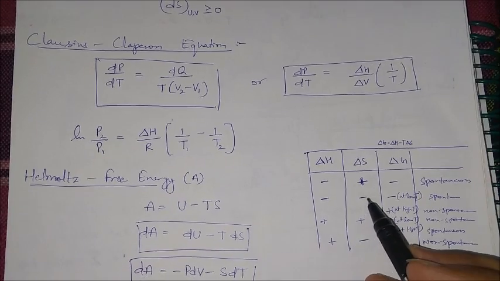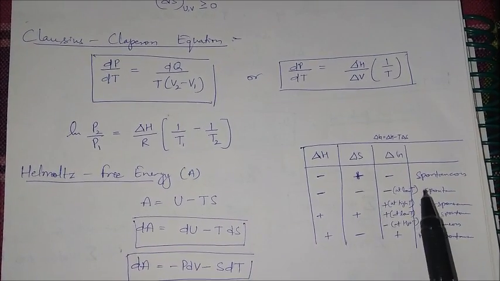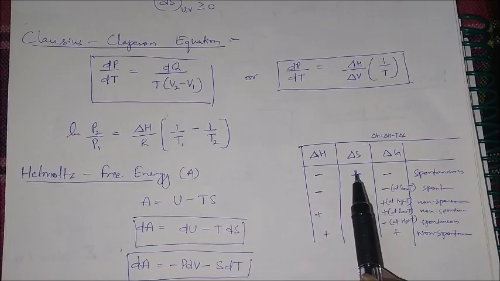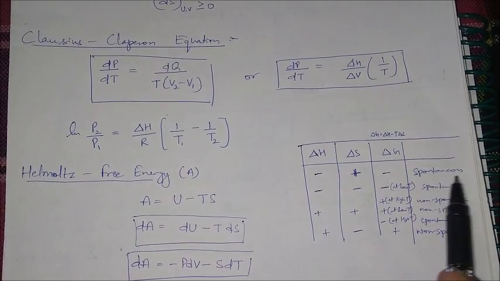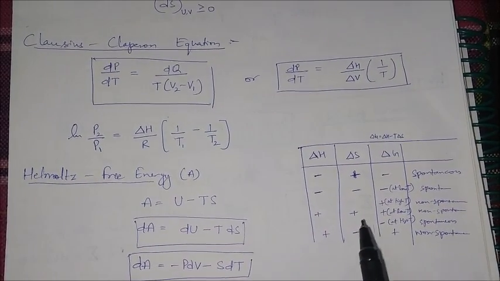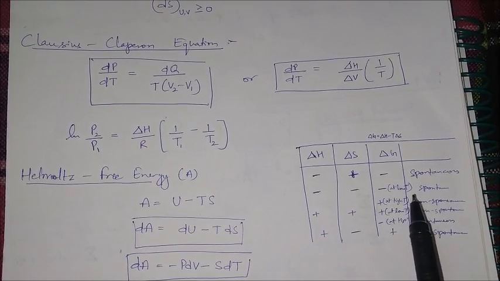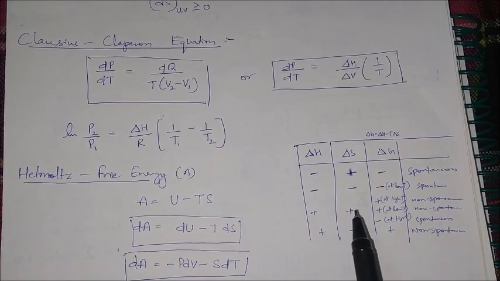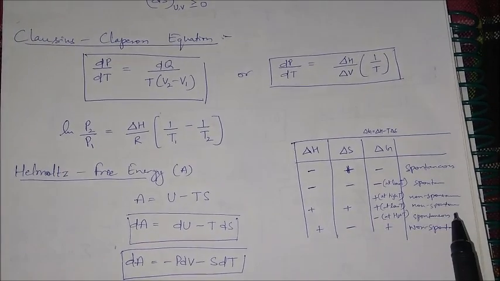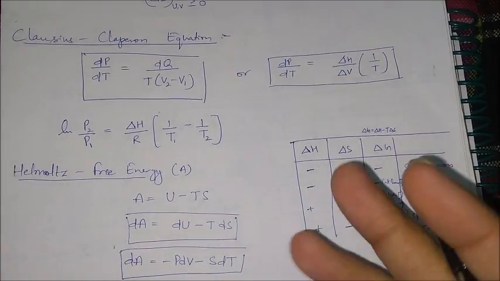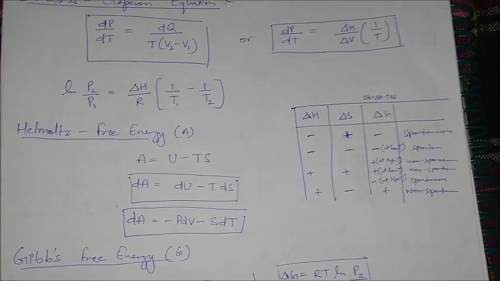Next, these are the conditions for spontaneous and non-spontaneous processes. Okay, so if delta H is negative, delta S is positive, delta G is negative, then it is spontaneous. And the rest is like, if all three are negative, then spontaneous. If all three are positive, then it is non-spontaneous. Okay, so this table is very important if they ask about spontaneity of the reaction.